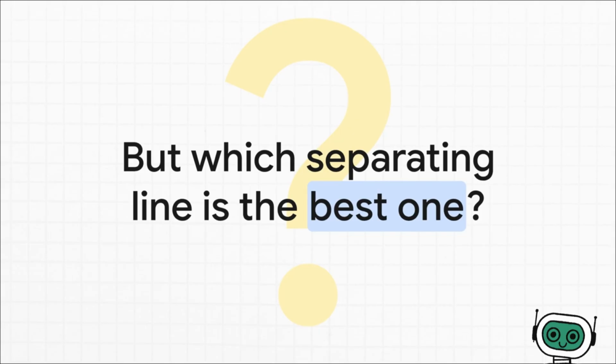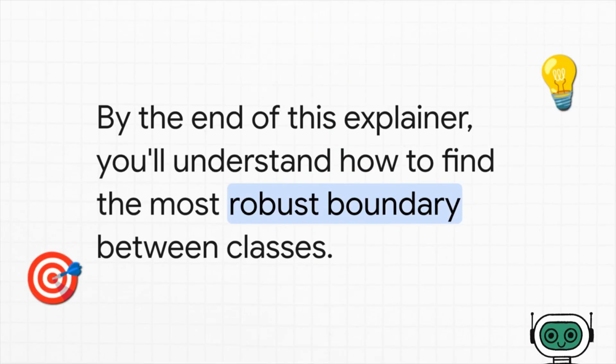But here's the catch. You could draw infinite lines that separate these points. Is this line better? Or what about this one that's kind of hugging the blue dots? How do we find the one single best line? The one that's most likely to correctly classify new data it's never seen before? That is the exact puzzle that support vector machines are built to solve.